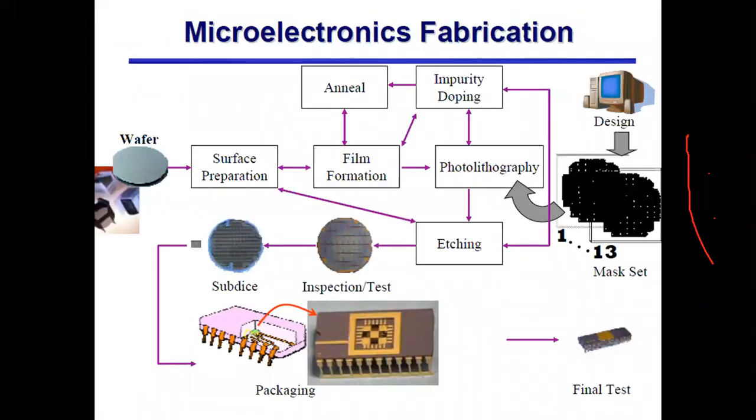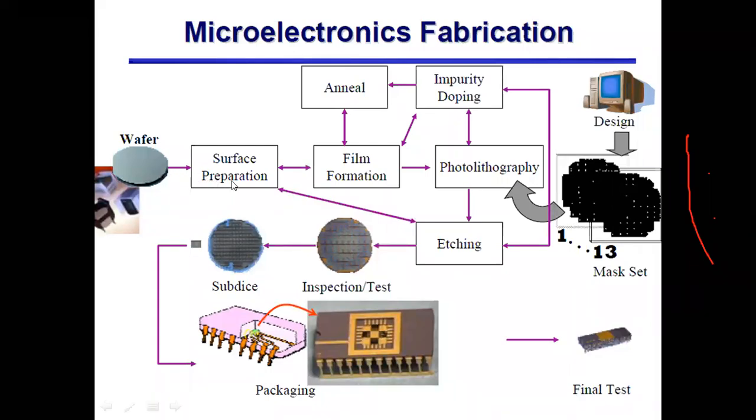Microelectronics or nano fabrication. So the first step is the silicon wafer. You need a wafer. After you have the silicon wafer, you have to prepare the silicon wafer. You have to clean the silicon wafer.